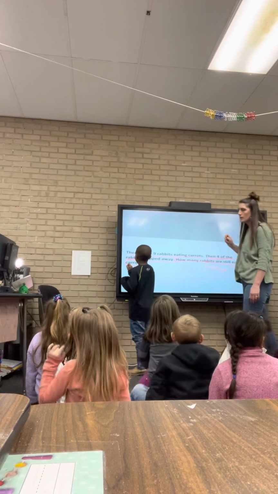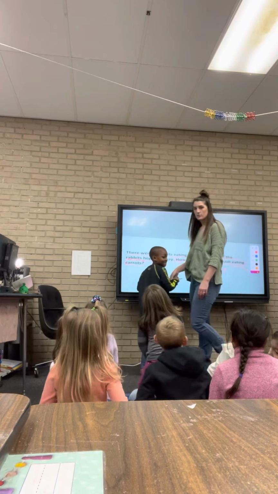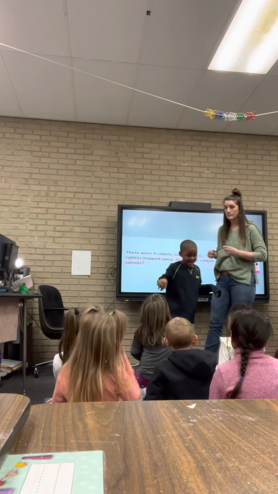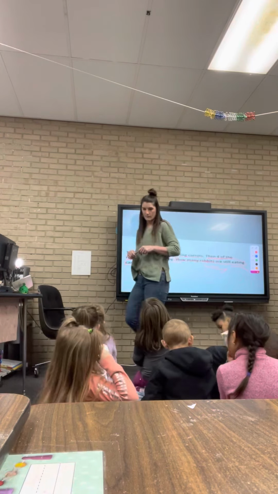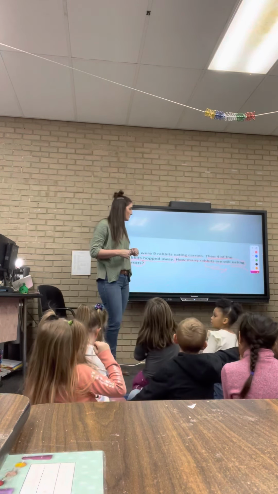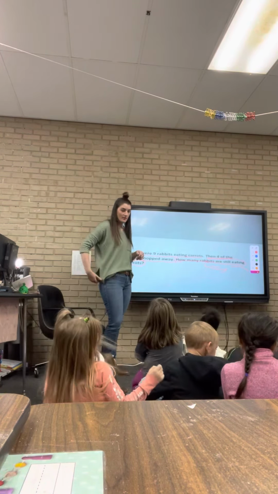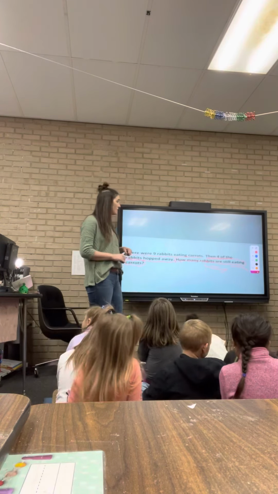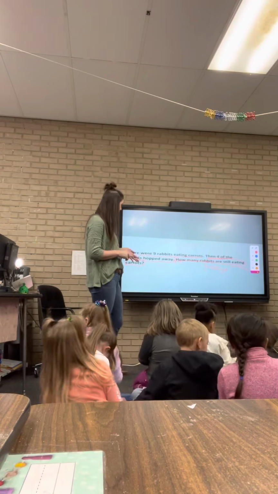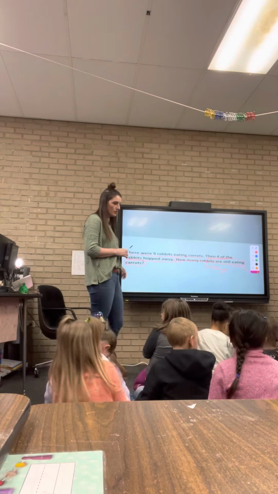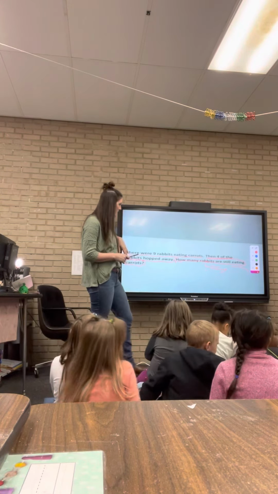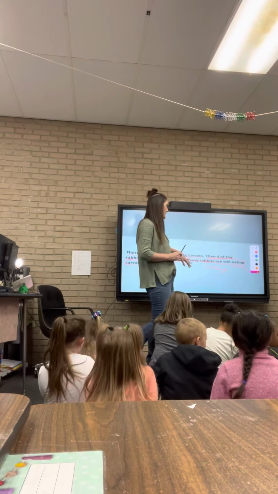Does anybody know why we're underlining and circling sentences? Yes. Why? Because we're learning how to read it, right? And that's how it helps us. Yeah, we're trying to learn how we can solve our word problems, and that way we focus on what we're reading. We can identify what we know and what we're being asked.